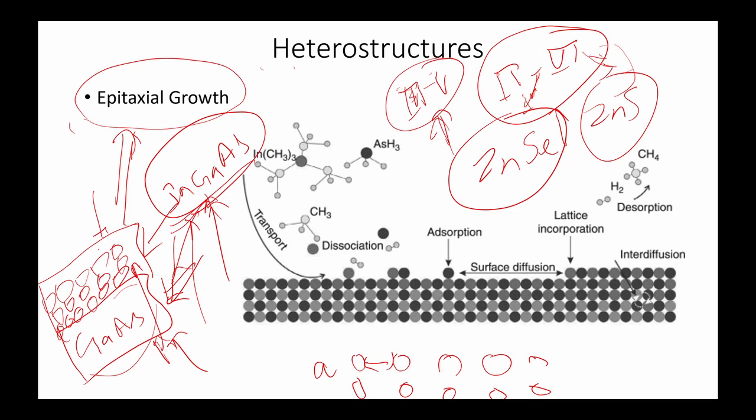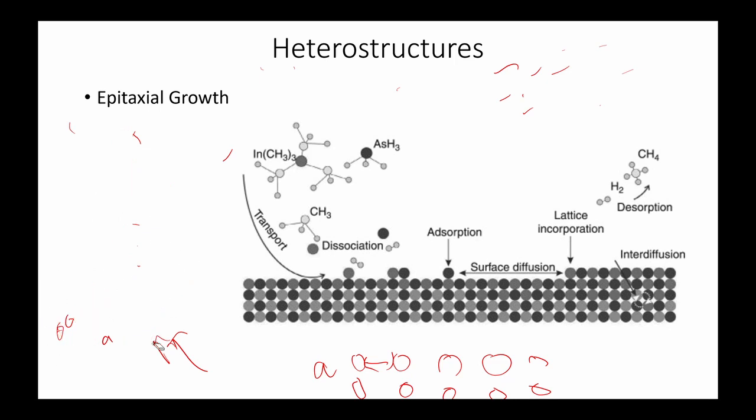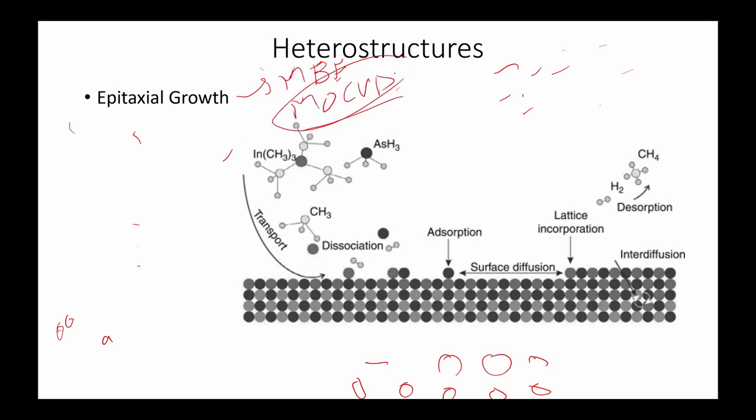Okay, now how can this epitaxial growth be realized? This epitaxial growth can be realized with different tools, or we can say instruments. One is molecular beam epitaxy, MBE. Another one is MOCVD, metal organic chemical vapor deposition.